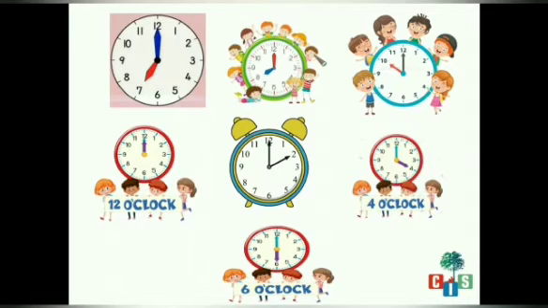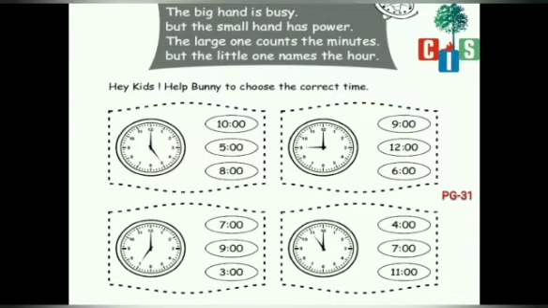So children, did you all understand what time is? Our complete day runs according to the time. Now we will start our page number 31. The big hand is busy, but the small hand has power. The large one counts the minutes. The little one names the hour. Did you understand? The little hand names the hour and the long hand says the minute.